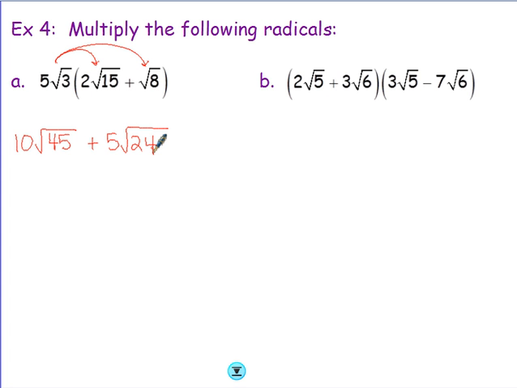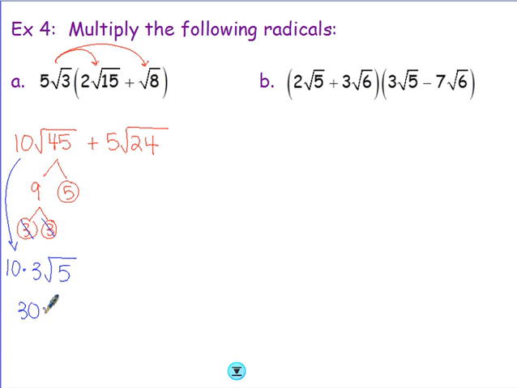So now we're ready to make some factor trees. 45 is, of course, 9 and 5, 9, 3 and 3. We're looking for pairs. There's our pair of 3's. So outside the radical is a 3. Still inside the radical is that 5. And of course this 10 comes down as well. So we have 30 radical 5 when we multiply.